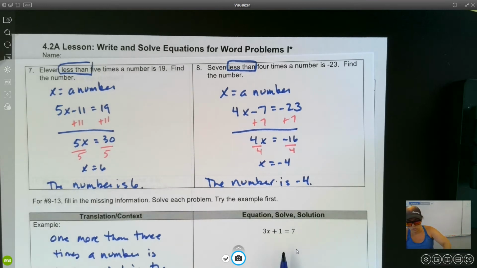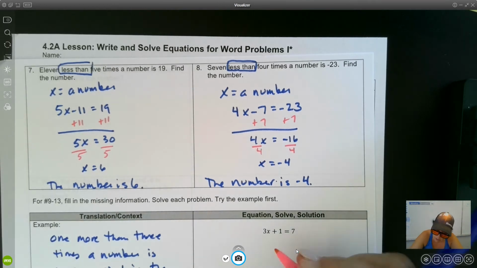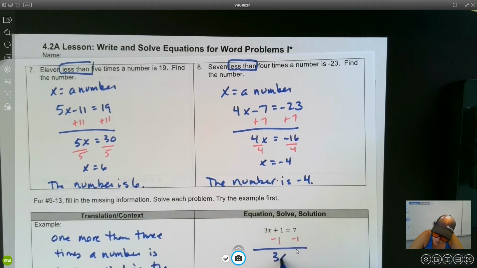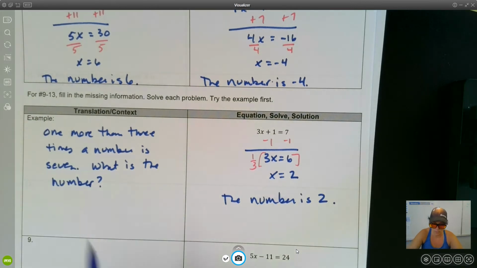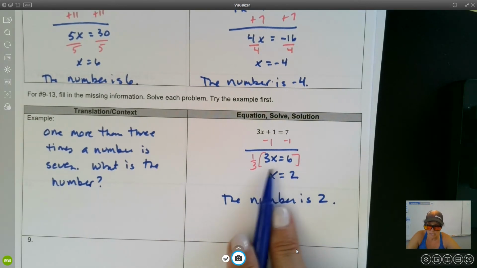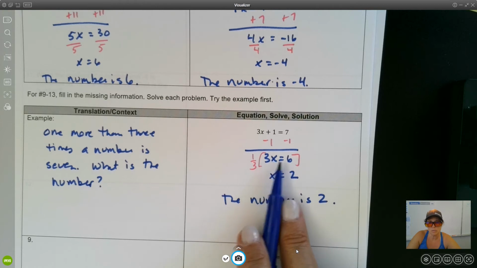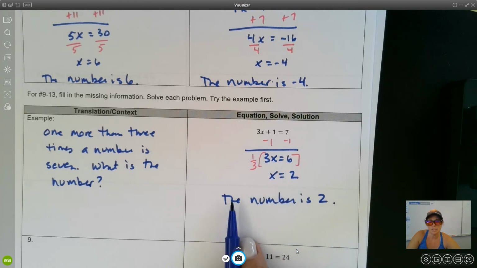Okay, and then it says to solve this problem. So we're going to subtract 1. 3x equals 6. Take a third or divide by 3. The number is 2. Oh, geez, guys, sorry. Okay, so you saw that. I think we got cut off here. So we're taking a third of both sides, x equals 2. The number is 2.